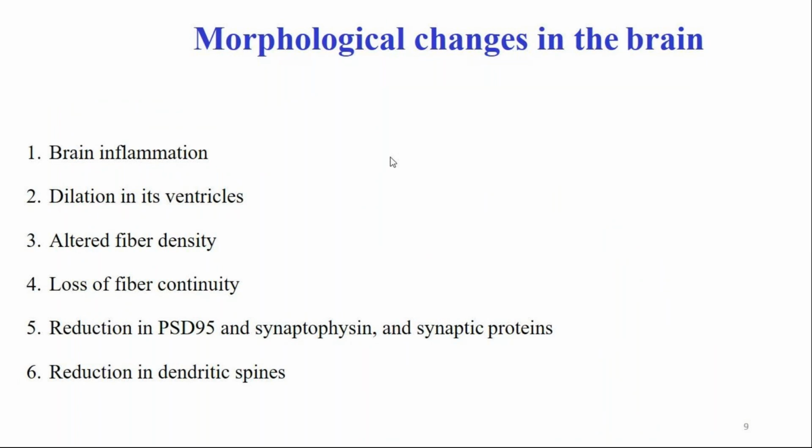I'll go forward with the psychiatric disorders and the morphological changes in the brain. It will cause brain inflammation, dilation in its ventricles, altered fiber density, loss of fiber continuity, reduction in the PSD95 and synaptophysin and synaptic proteins, as well as a reduction in dendritic spines.